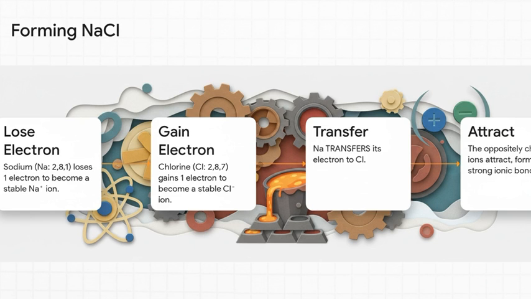It's a perfect match. So sodium transfers its electron over to chlorine. Sodium becomes a positive ion, chlorine becomes a negative ion, and you know what they say about opposites? They attract. That powerful attraction creates a really strong ionic bond. It's a simple game of give and take.